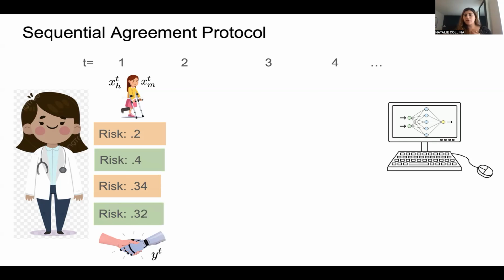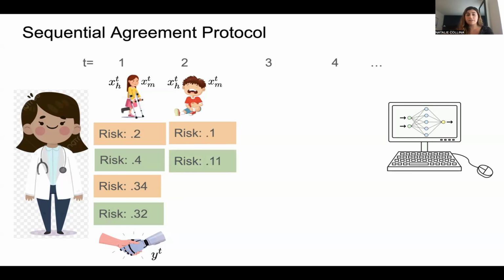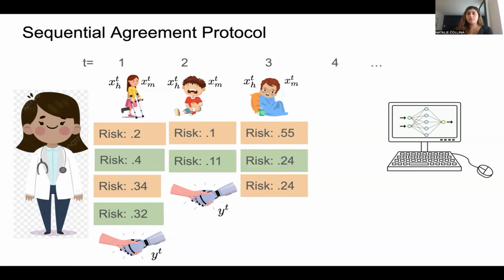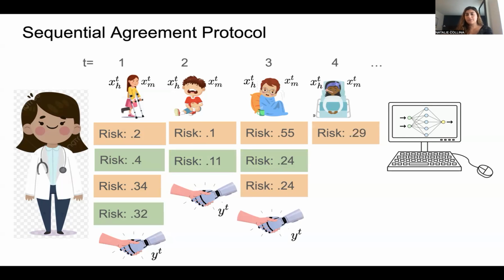Then the state of the world will be revealed. Then the next day, a different patient comes in with potentially different features. And again, they will have a conversation in the same way, and it might terminate at a different time, right? We're not controlling exactly the length, only hoping that we can prove that it won't last that long. And so on for T different rounds.